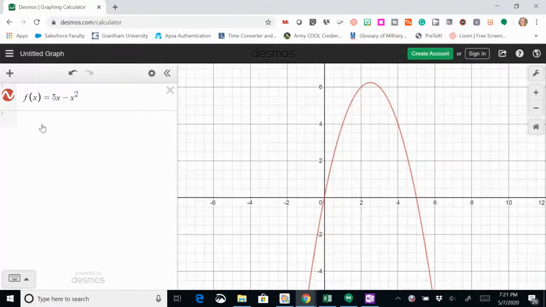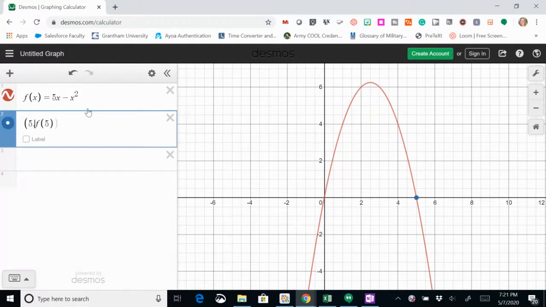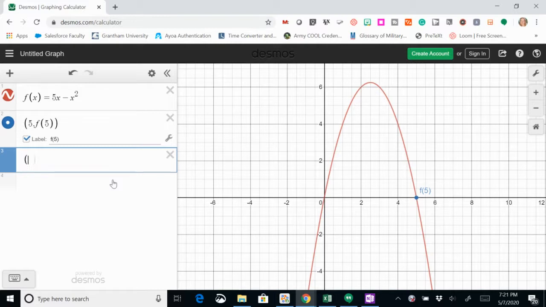And our difference quotient, we're using f of 5, which is 0, as I found. So I'm going to actually make that an ordered pair so I can label that. And let's just say this is f of 5. Our difference quotient is also using f of h. So that would be an input of 5 plus h, or f of 5 plus h.